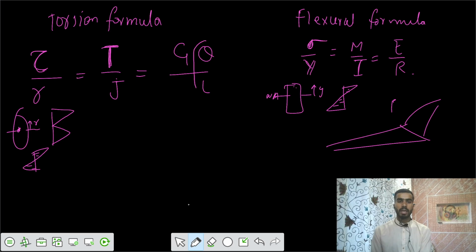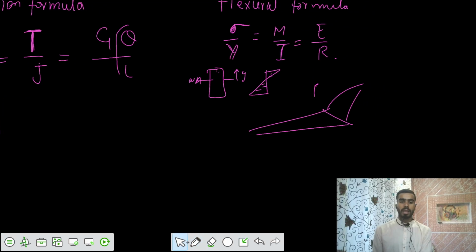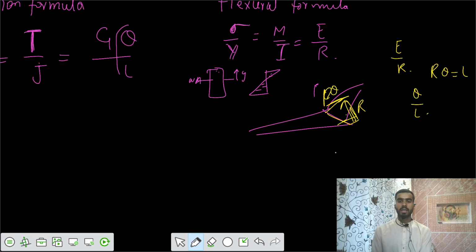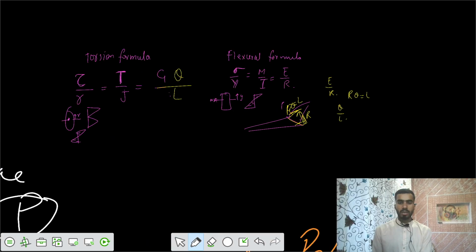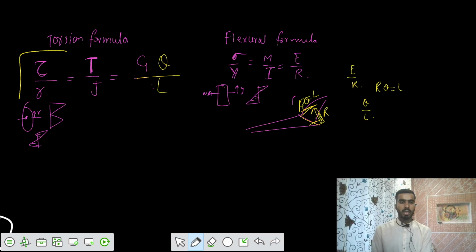This is actually the phi. This is actually that r theta by L. If you write here, where we have E by R, here we have theta by L. Actually, we know that r theta equals L. If you have some r, and add a theta, we can write this is some length L, r theta. So L equals r theta. Similarly, for the torsion, we write in terms of theta by L, G theta by L. So we got this equation now. Final equation: tau by r, T by J, G theta by L. This is your torsion formula.